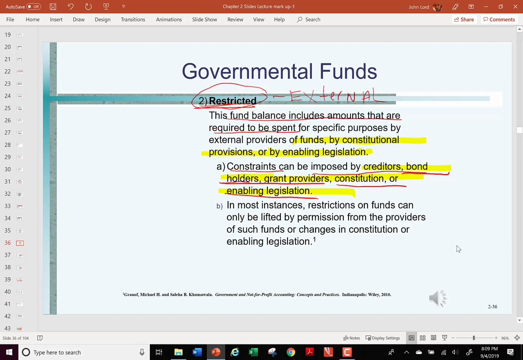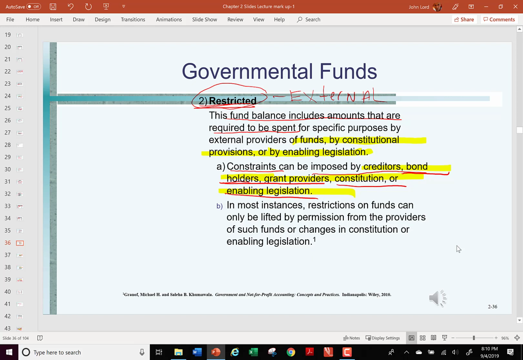Okay. Now, another restriction would come if enabling legislation directed us how we're going to spend that money. Now, enabling legislation is the legislation that allowed you to tax that money to begin with. For example, state of California passes a law that says they're going to take money from your check, and that money is to use to fund the state disability insurance fund.